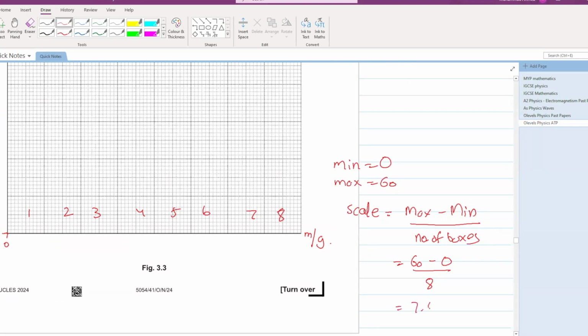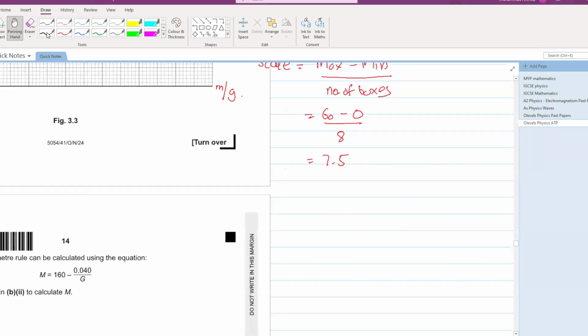Okay. So 7.5 boxes की scale होनी चाहिए. Like every box should represent 7.5, 15. That is what we are getting with the calculation. But here you have to apply some common sense. You know that if you take one box as 7.5, that will be an awkward scale. What can you do? You can say one box is equal to 10 units. You can take this as your scale.